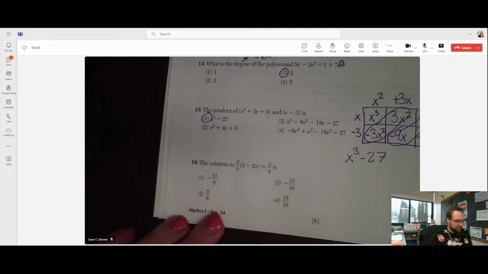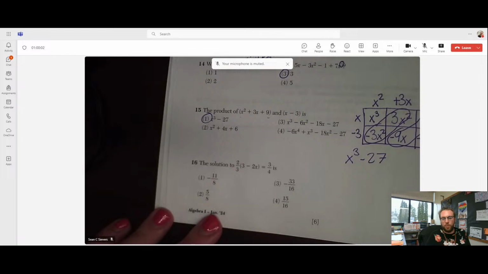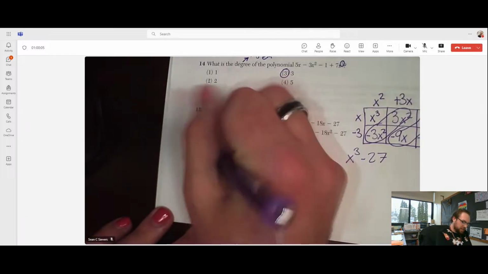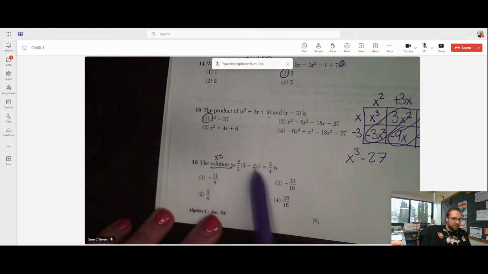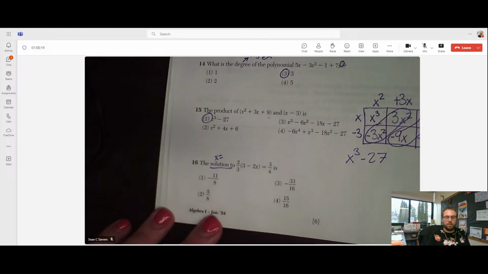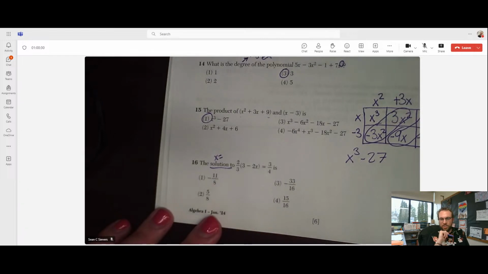Number 16. The solution to 2/3 times (3 minus 2x) equals 3/4 is what? When it's saying the solution, this is telling us we want to solve for x. So to start, typically when I have parentheses and a number in front, I would distribute that. But in this case, because it's a fraction in front of my parentheses, it's actually going to make more steps if I distribute that fraction.